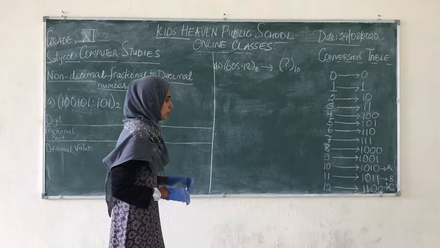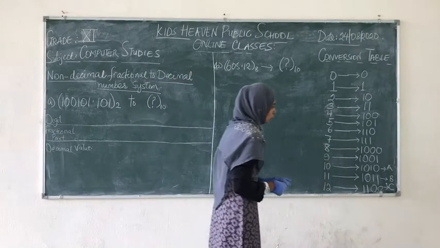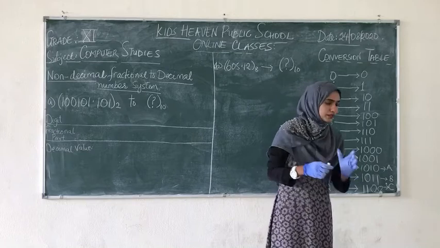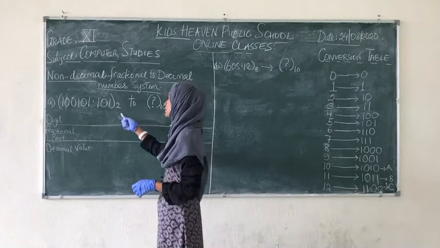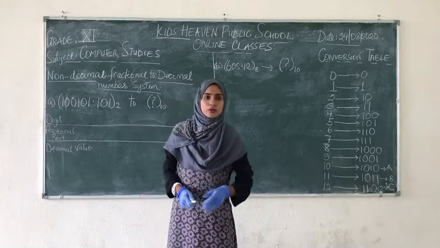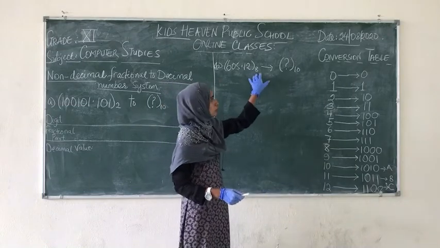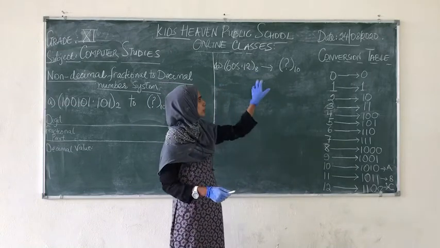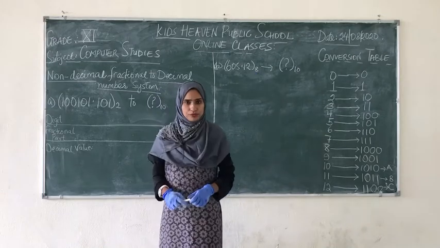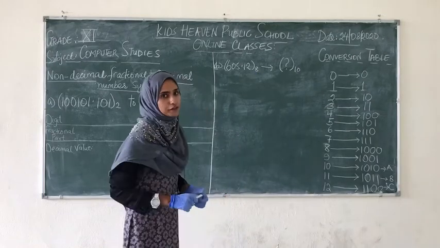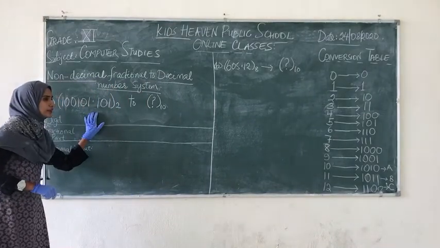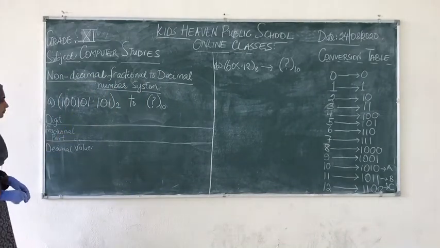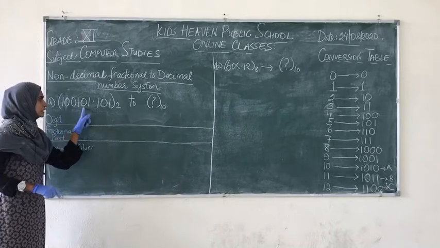Now, remember one thing more, we are converting a binary number, so we shall use the base of 2. When we are converting an octal number, we will use the base of 8. Okay? Don't get confused. Watch out carefully. Now let's see. This is our binary number. Let's note down these digits.